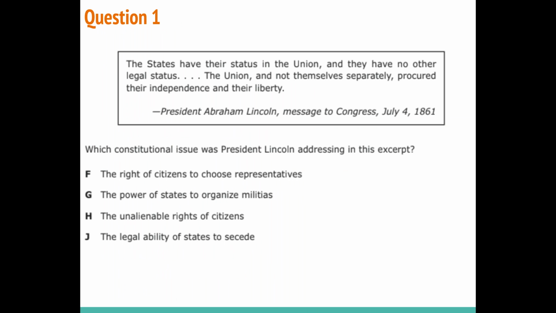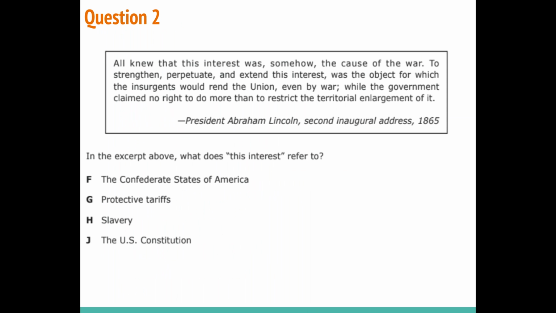Hopefully you all picked J. He's saying that they don't have the right to secede, that this entire thing is completely shenaniganerous. It is illegitimate. He says that there's no legal basis for what they're doing. He is a lawyer. Question 2.